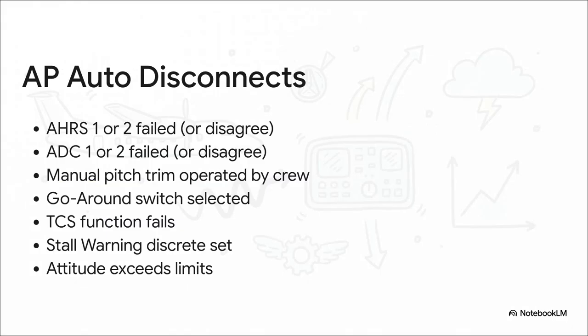Now, what about when things go wrong, or when you need to take over? Here are the autopilot automatic disengagement triggers. The autopilot is incredibly smart, sure, but it will instantly hand the controls back to you if it detects critical sensor failures or manual overrides. For instance, if your AHRS or air data computers fail, or even if they just disagree with each other, boom, it drops offline. Same thing if you manually operate the pitch trim, hit the go-around switch, or if the stall warning discrete is set. The system safely disconnects, hands you the yoke, and sounds a continuous warning tone to let you know you're flying the plane.